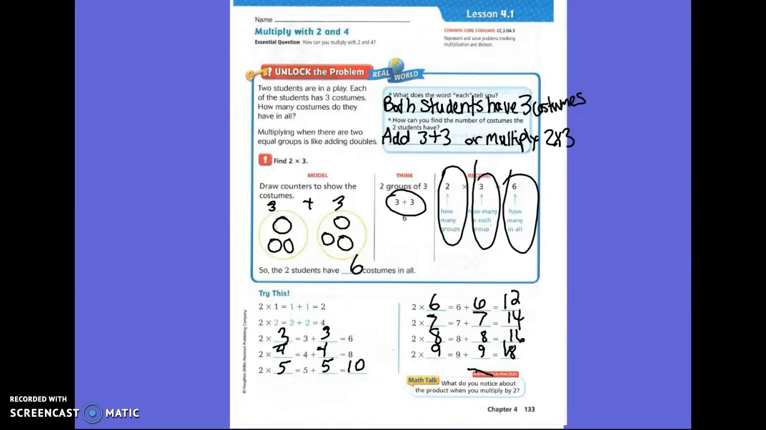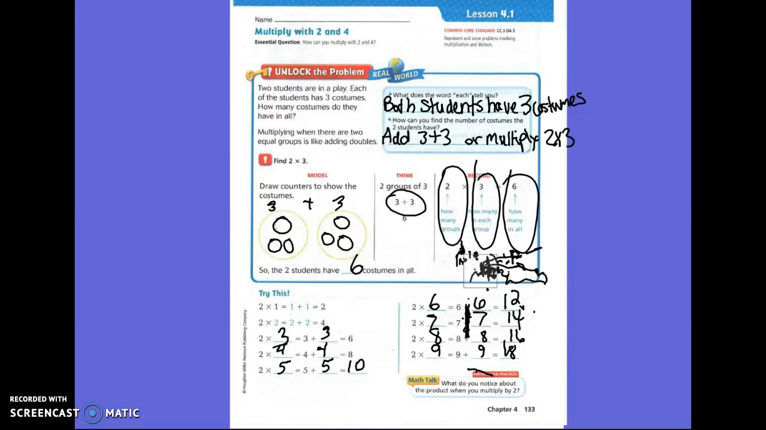Anything times 2 is just adding that number 2 times. You did this to yourself. Okay? So 2 times 5 is just adding 5 2 times. So 5 plus 5, because that's 2 5s. 2 times 6 is just adding 6 plus 6. Okay? 2 times 10 is just adding 10 plus 10.